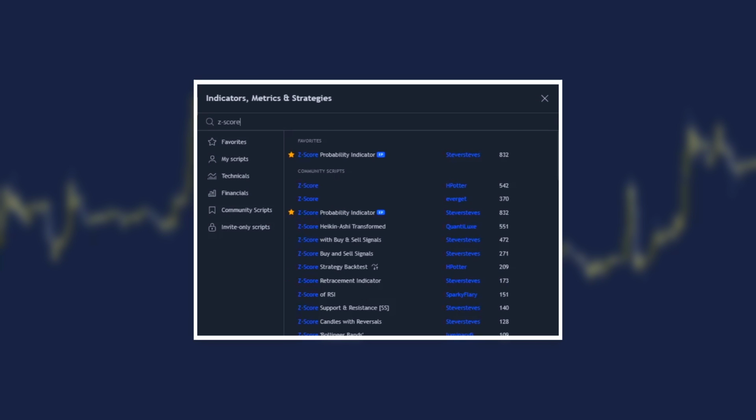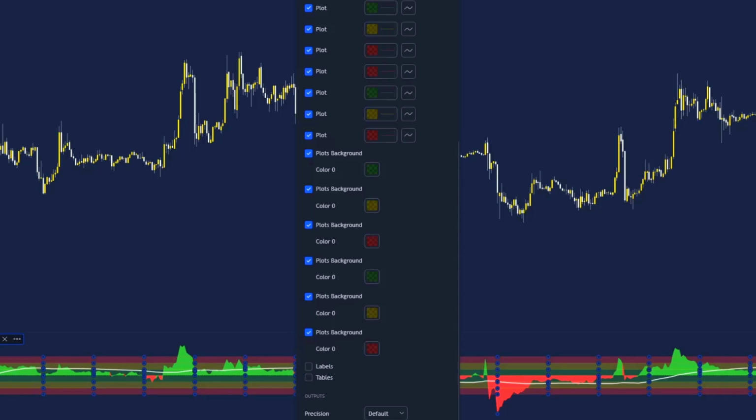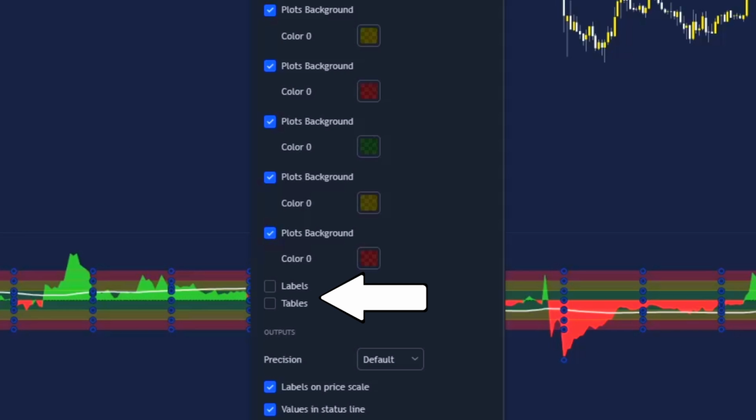For the first indicator, type in Z-score, just like this, and it is the Z-score probability indicator by Steves. Add that indicator to your chart and it should look exactly like this. Now just head over to the settings. This indicator I have left default besides turning off the labels and tables right here.